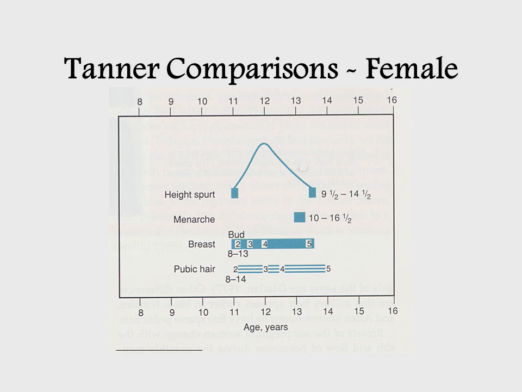This chart shows some comparisons of Tanner staging for girls. You can see the earliest changes are usually the breast budding and the start of pubic hair. The height spurt occurs usually around average age 12, and then usually with the start of menarche, you'll start to see a drop-off in the height, usually within a few years of the age of menarche.